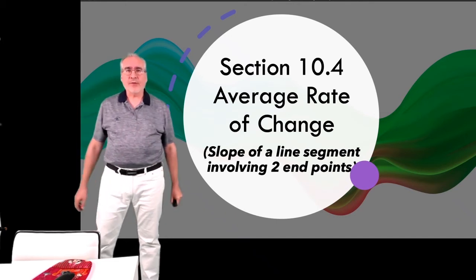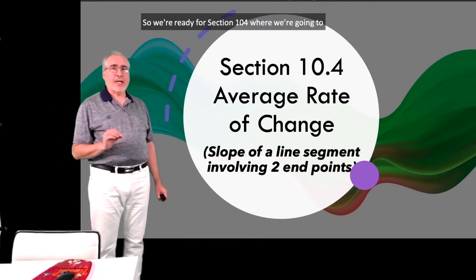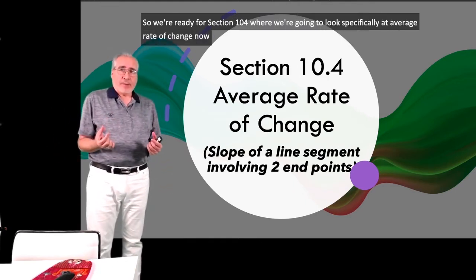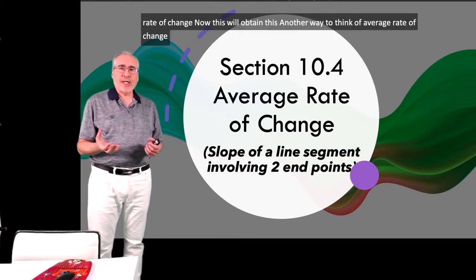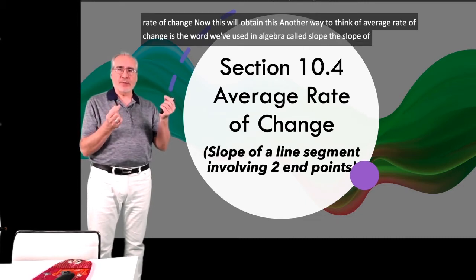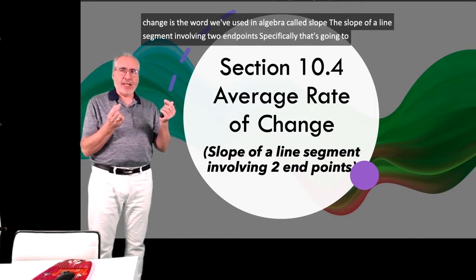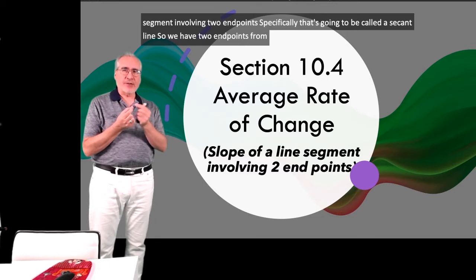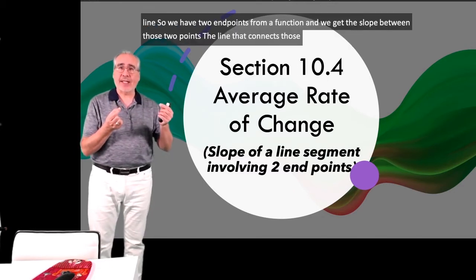So now we're ready for section 10.4, where we're going to look specifically at average rate of change. Another way to think of average rate of change is the word we've used in algebra called slope, the slope of a line segment involving two endpoints. Specifically, that's going to be called a secant line. So when we have two endpoints from a function and we get the slope between those 2 points, the line that connects those 2 points, that's called a secant line.